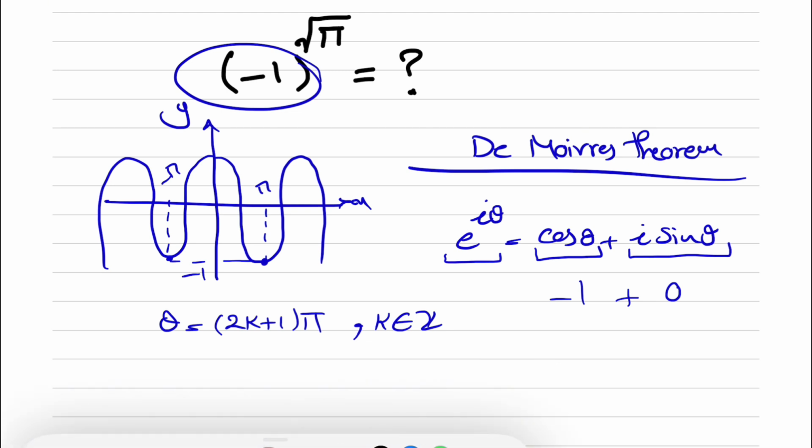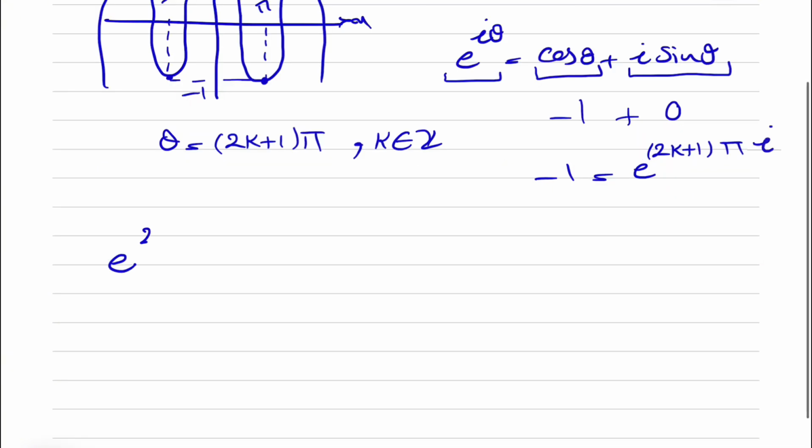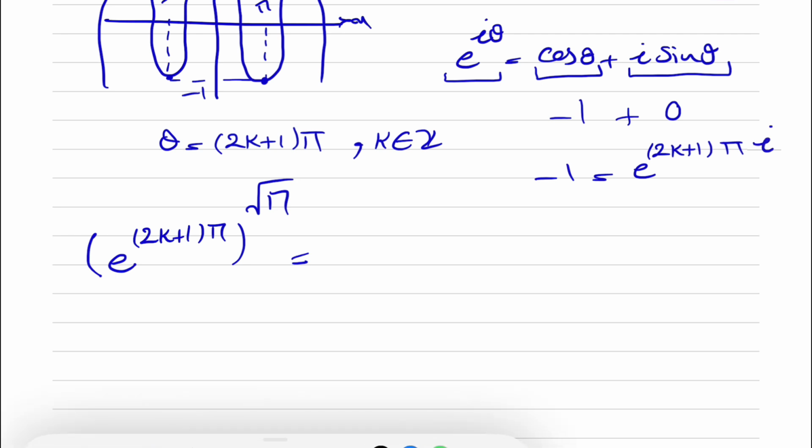So we're going to get some help from this, and we're going to write down our -1 in this form, which would be e to the power of (2k plus 1) pi. We basically have e to the power of (2k plus 1) pi, all to the power of square root of pi, and this is basically what we need to figure out. So we're going to get some help from the laws of the exponent.